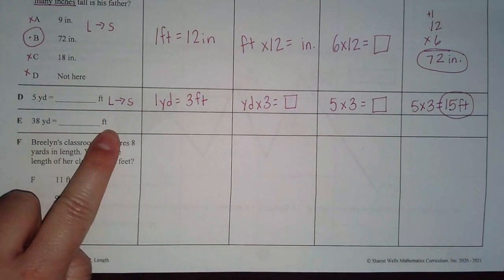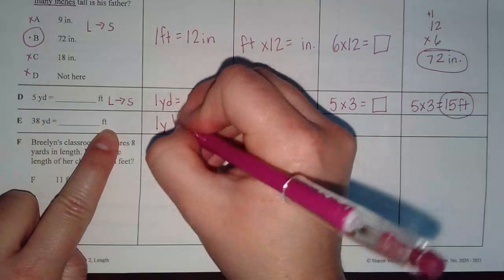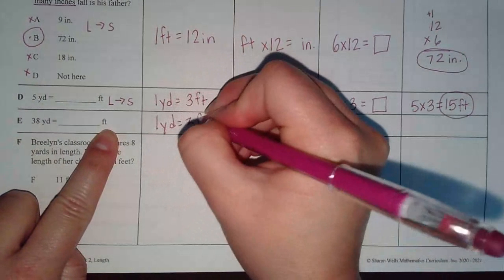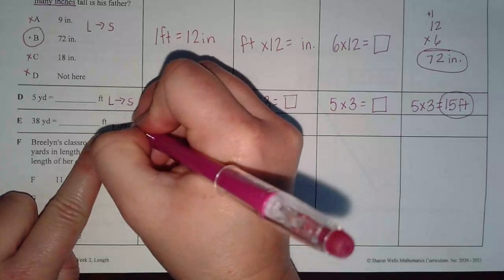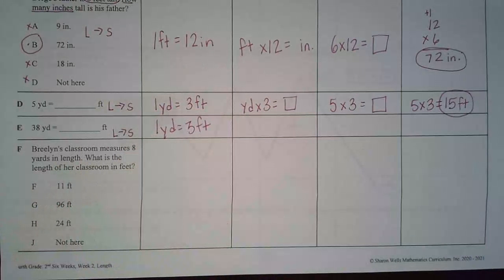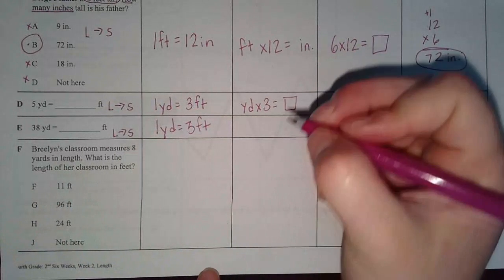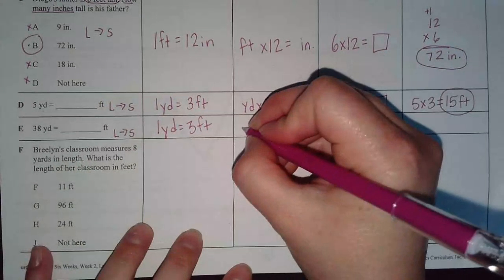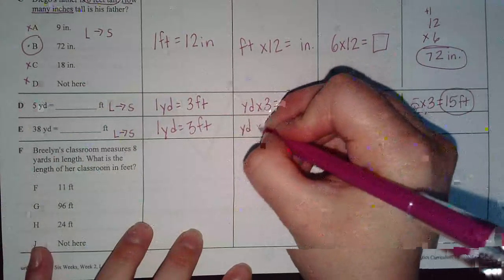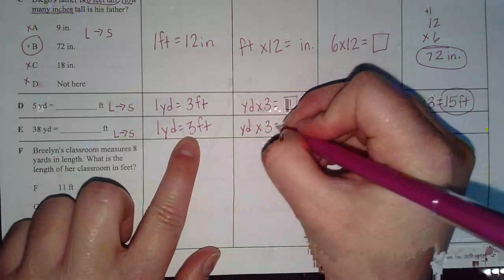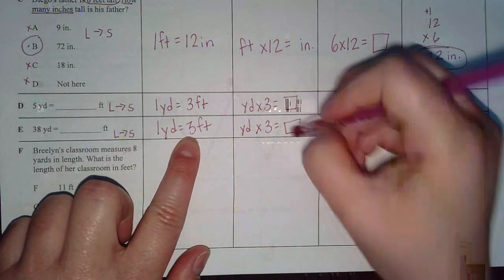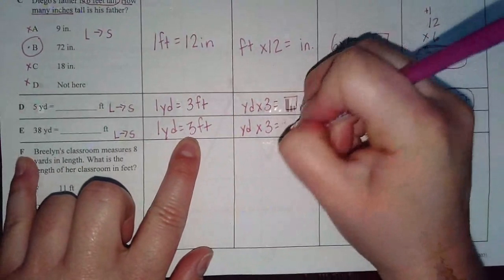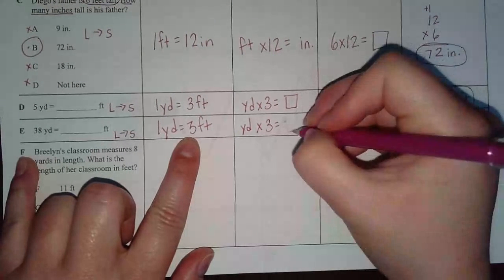38 yards to feet. So again, I know that 1 yard is equal to 3 feet. So this is going from a larger unit to a smaller unit. So horse to fly, what? Multiply. So we're going to take those yards, times it by 3, and it's going to equal our missing feet. Oops. Sorry, I got a little distracted here.